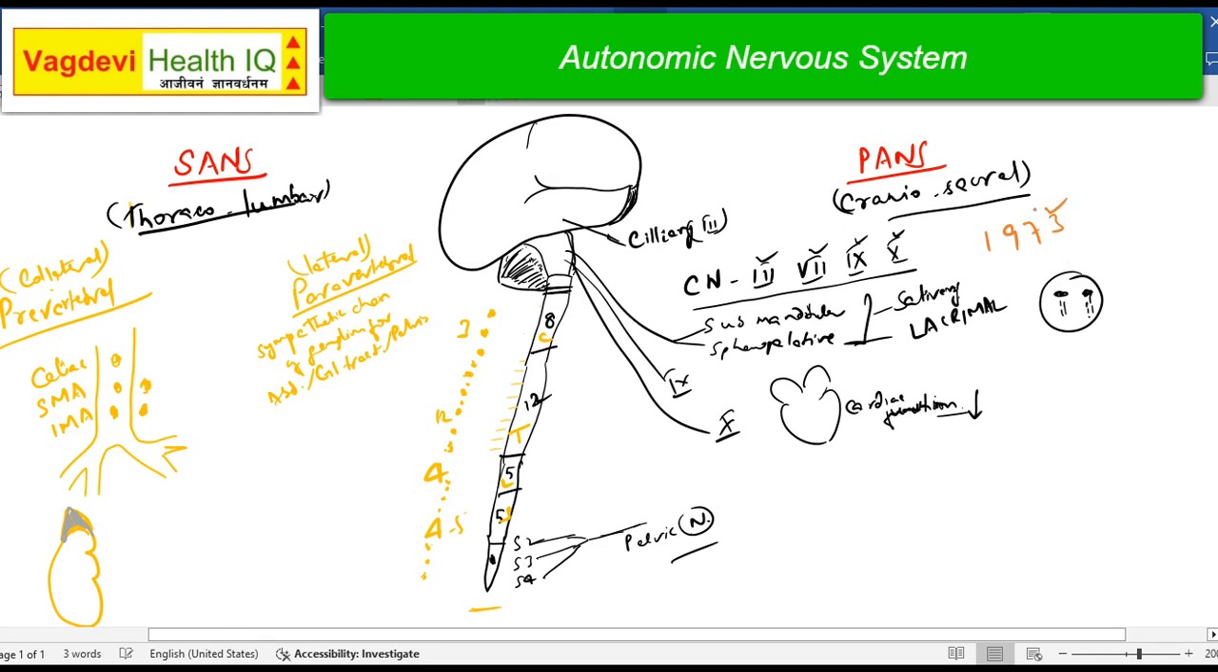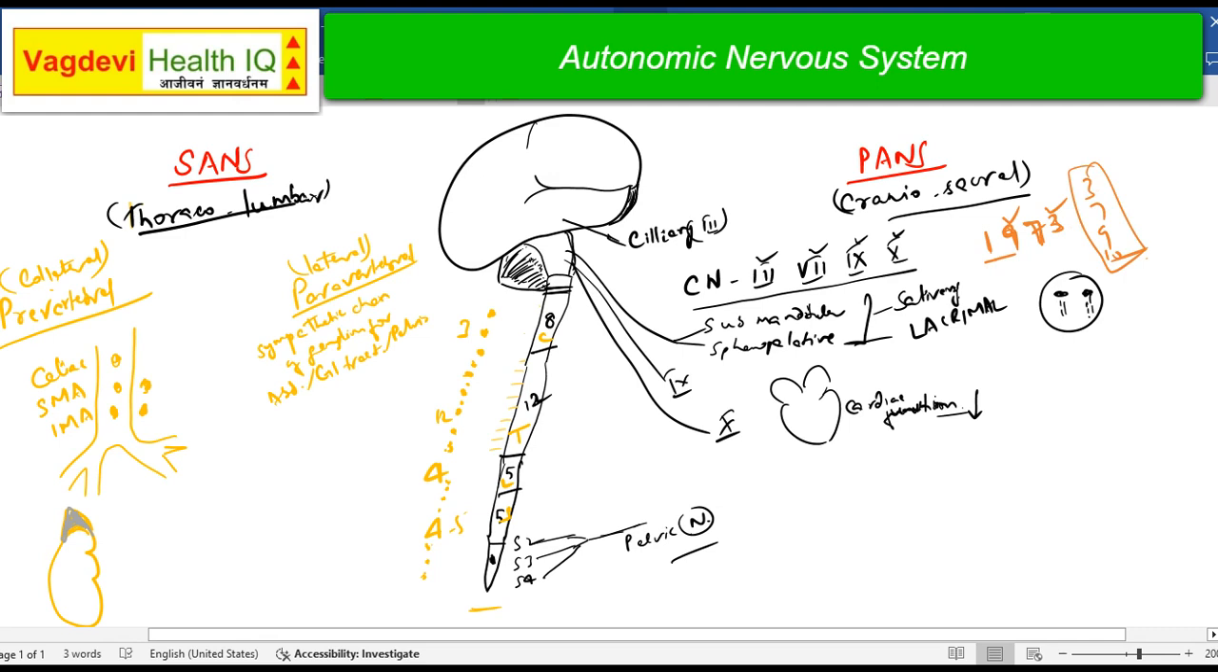Okay, 3 is cranial nerve number 3, cranial nerve number 7, cranial nerve number 9, and cranial nerve number 10. Consider it like 1973. So 3, 7, 9, 10 are all cranial nerves. This parasympathetic activity is carried by these nerves. We will see it in detail in the cranial nerve classes, don't worry. Now coming to this picture only.